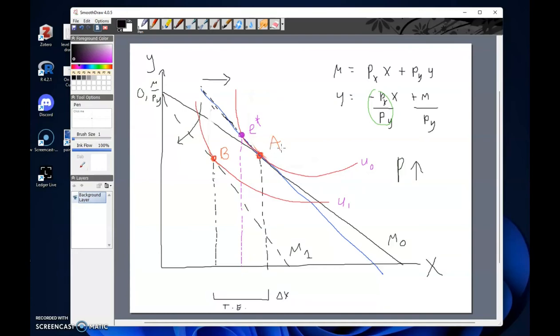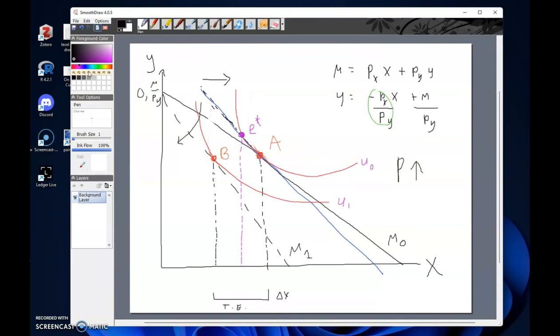Let's say we wanted to describe the movement from point A to point E. What's actually going on along here is we're on the same exact utility curve, so utility is fixed. The only thing that is changing in this case is the price. We saw that the price went up, but only the price of good X. We're not changing any prices for any other goods.